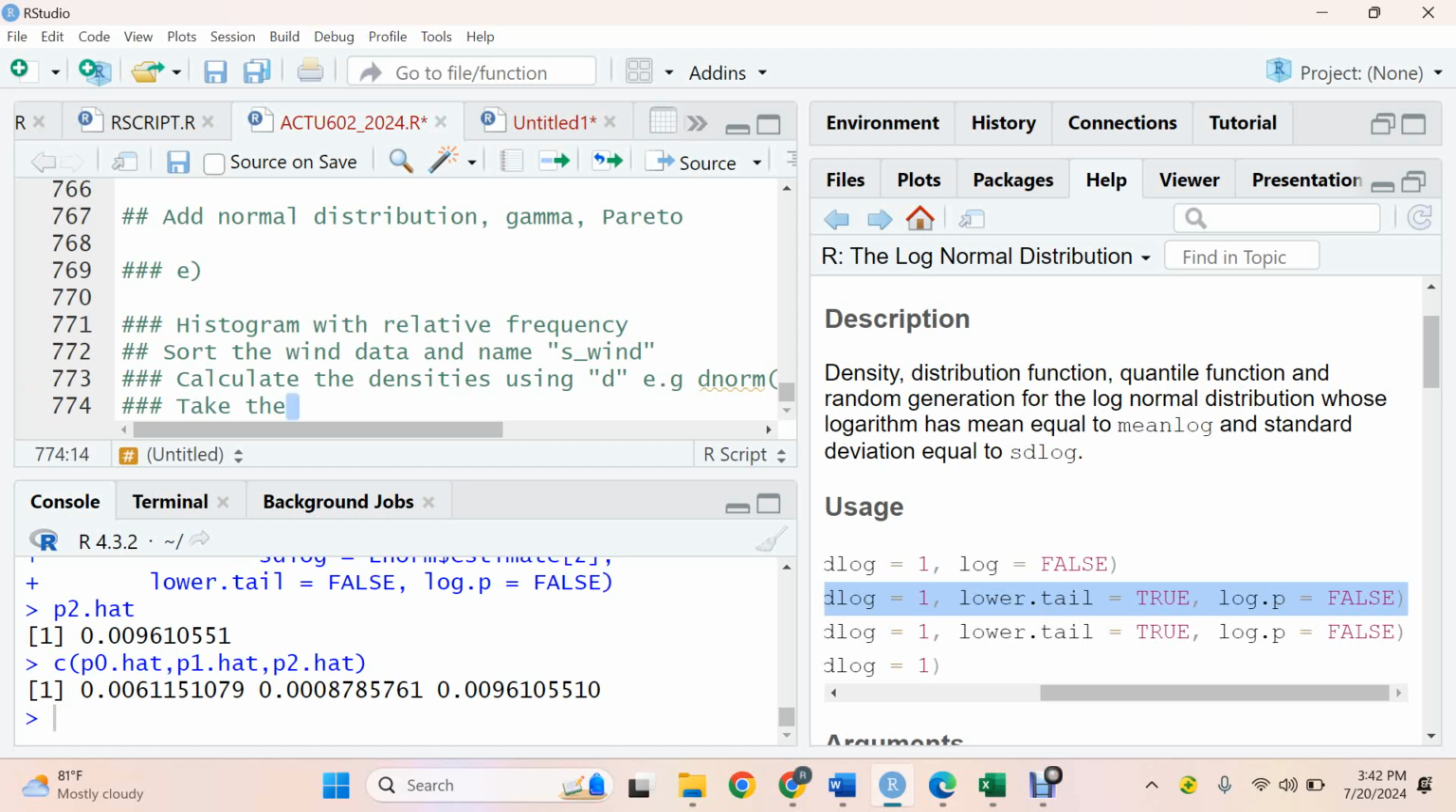Okay, then you take the sorted data. Is it supposed to be in increasing or decreasing order? You can do it any way, but increasing order is fine. The default is increasing order. Yes, so just use the default. So take S wind, take X wind and the probability densities, and superimpose it.